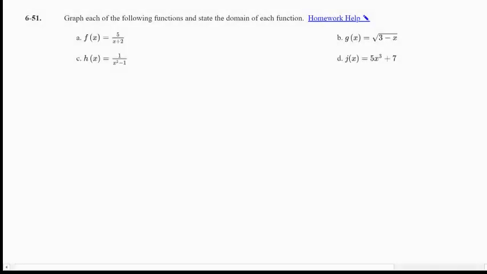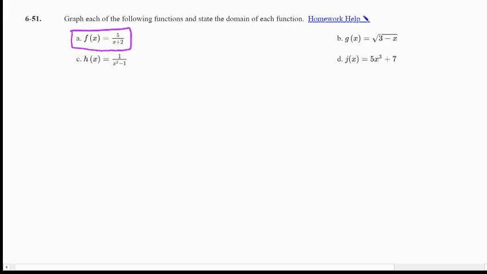Here we're asked to graph each of the following functions and state the domain. So these are all going to be kind of sketches. I don't even have graphs here, so I'm going to give us some x and y values, plot them on a graph, and it will be a rough sketch as we go forward.